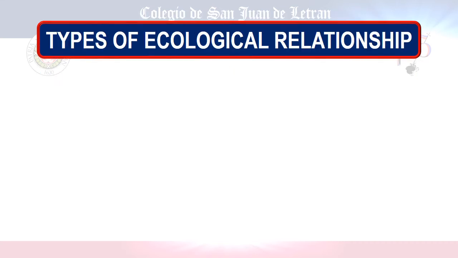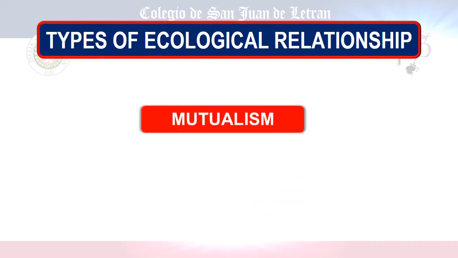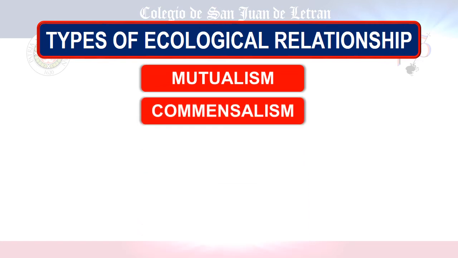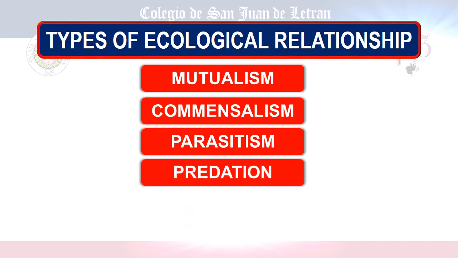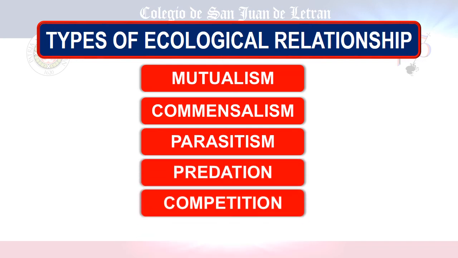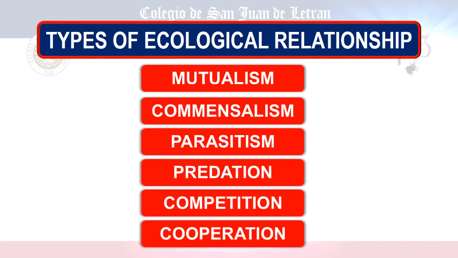By classifying these effects, ecologists have derived six major types of species interactions. We have mutualism, commensalism, parasitism, predation, competition, and lastly, cooperation.